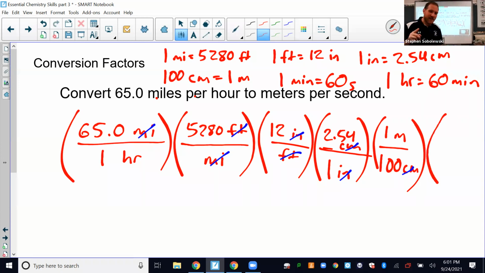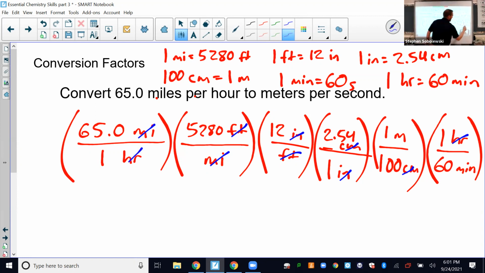Now, every time we've set up a conversion factor to this point, you've put the unit you want on top and the unit you want to cancel on the bottom. Now that changes because the unit we want to change is already our denominator. So we're going to need our 1 hour at the top and our 60 minutes on the bottom. 1 hour on the top, 60 minutes on the bottom. And notice now the hour cancels the hour, and we're now in meters per minute.